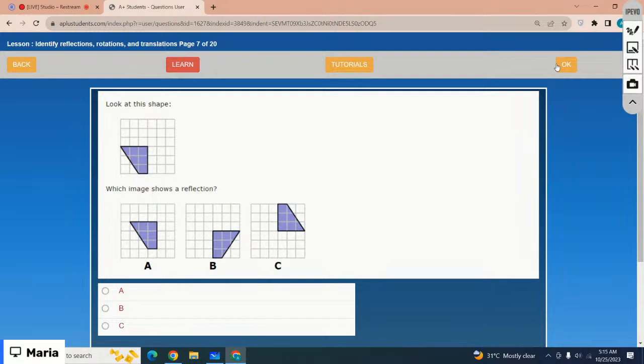Okay, look at this shape. Which image shows a reflection? B is the reflection. The correct option is B.